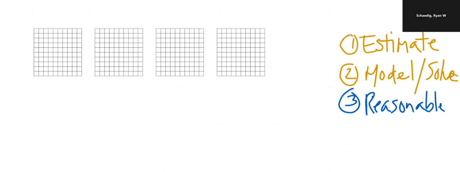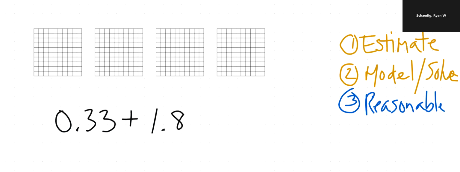So I'm gonna go ahead and write down a problem here. Let's go ahead and do how about 0 and 3300ths, and we're gonna add that to 1 and 8200ths. So go ahead and pause this video and solve this problem and then come back in and check with me. Okay, so hopefully you've gone through the steps. If not, that's fine.